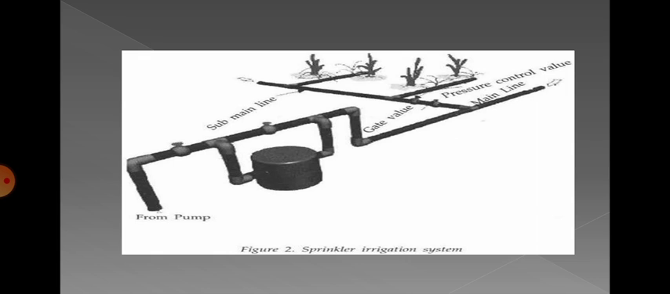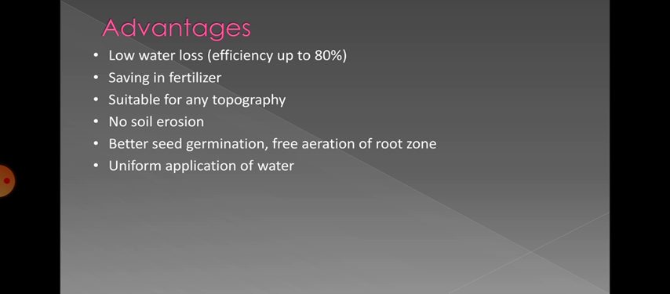As shown in the figure, water flows from the pump to the sub-main line, and there is a gate valve, and there is a fixed pressure control valve in the main line. There are some advantages of sprinkler irrigation: low water loss, with efficiency up to 80%, saving in fertilizer, and suitable for any topography. There is no soil erosion, better seed germination, free aeration of the root zone, and uniform application of water.